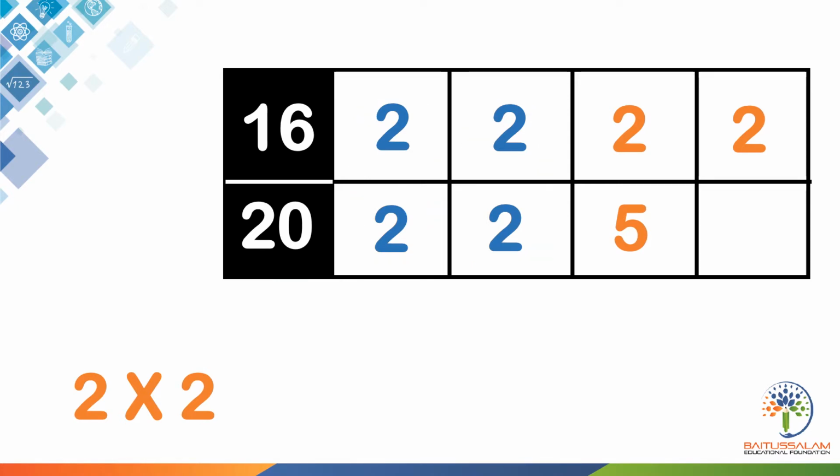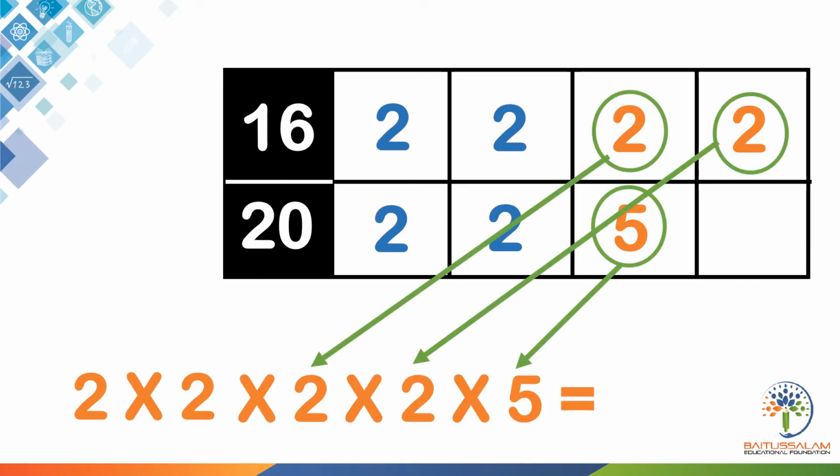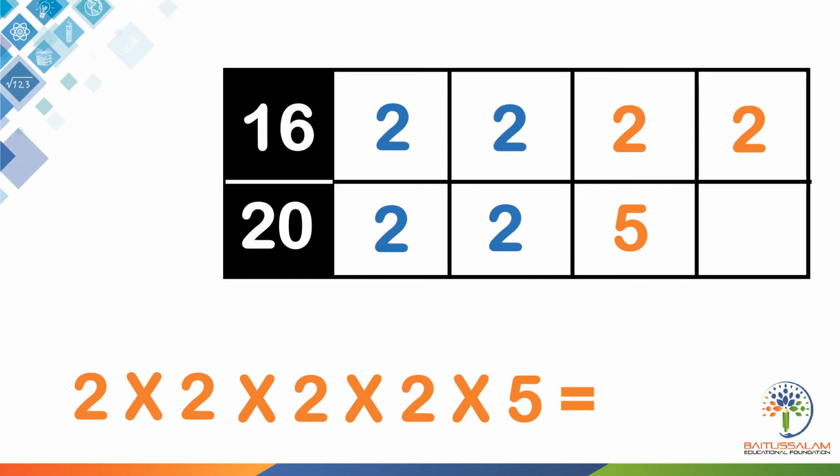Now the only difference this method of LCM has from HCF is that the rest of the prime factors are also multiplied. So here the LCM would be 2 multiplied by 2 multiplied by 2 multiplied by 2 multiplied by 5. That is 80.